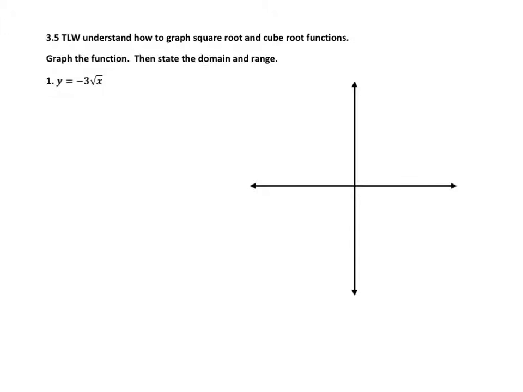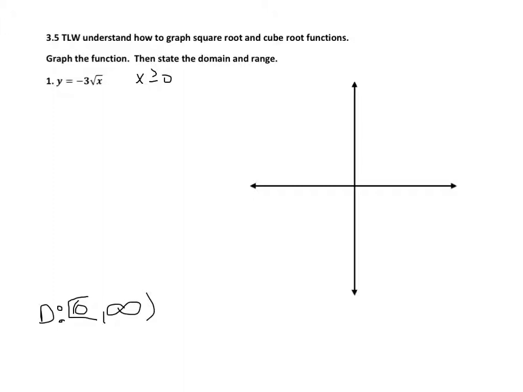The -3 doesn't mean anything for the domain because it's outside the square root. Underneath the square root is x. Well, I know that square roots have to be greater than or equal to 0. So I know x has to be greater than or equal to 0. So for the domain, how do I write that? I'll put it down here. It can equal 0, and it goes to infinity.